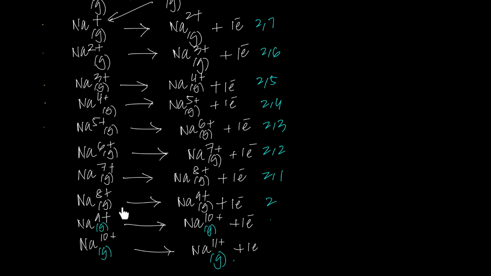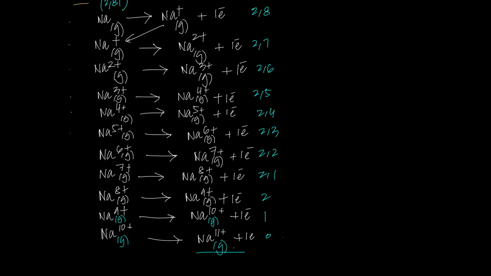Is it 2 here? Yes, it's 2 here. Then it's 1 here, and then it's 0, right? You removed all the 11 electrons. That's the electronic configurations for the 1 plus, the 2 plus, the 3 plus, the 4 plus, the 5 plus, the 6 plus, the 7 plus, yeah?